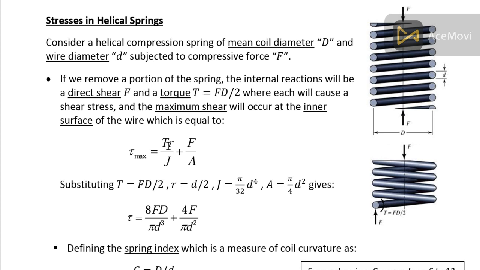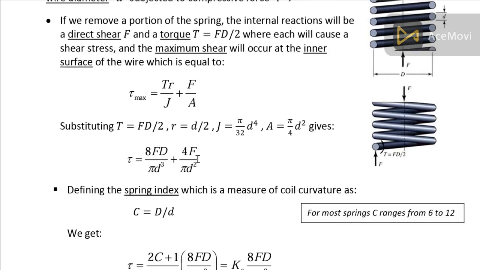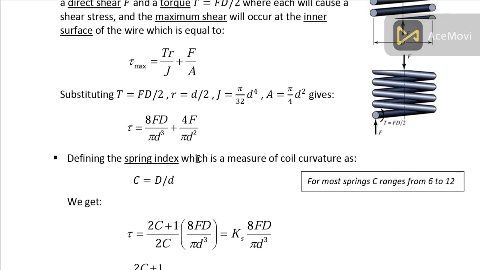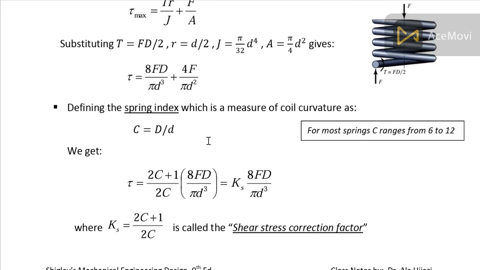Tau max is basically torque times r divided by J, plus F by A. In terms of our springs, T is equal to FD by 2. F is the applied force, D is the major diameter, pi is the constant, and d is the thickness of wire, to the cube, plus 4F divided by pi d square.